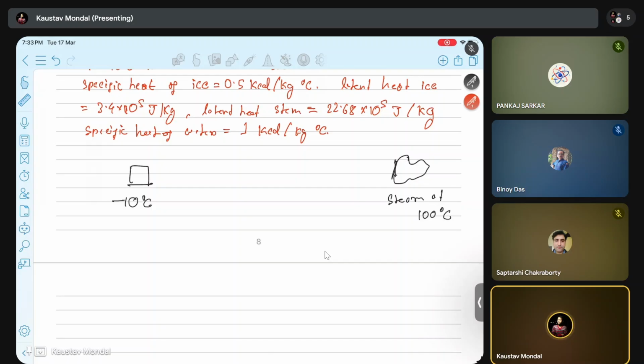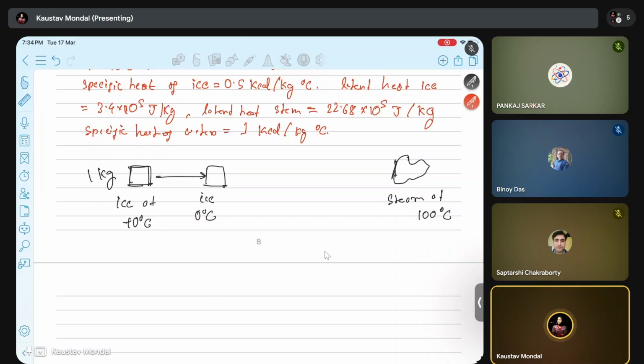centigrade. This is ice at minus 10 degree centigrade, and the ice is 1 kg. So during this process, there are numerous other processes involved, right? First, what happens? The ice will go from minus 10 degree to 0 degree, so ice at 0 degree centigrade.